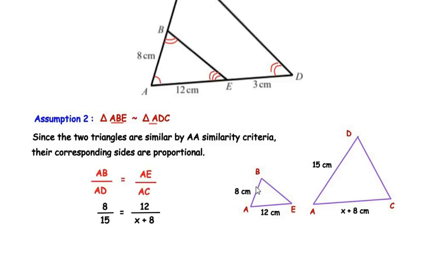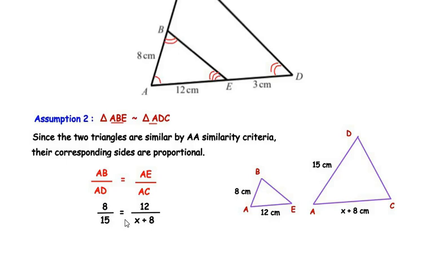So here the side AB now corresponds to the side AD. So AB over AD is equal to, the side AE now corresponds to the side AC. So we have written here AE over AC. Now substituting their respective values, we get 8 over 15 is equal to 12 over x plus 8.